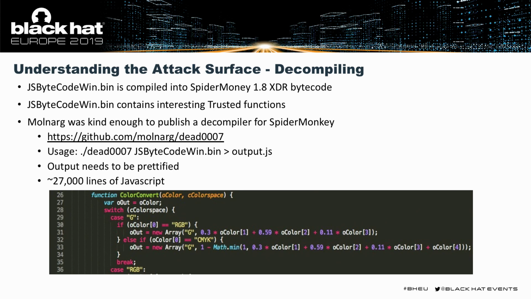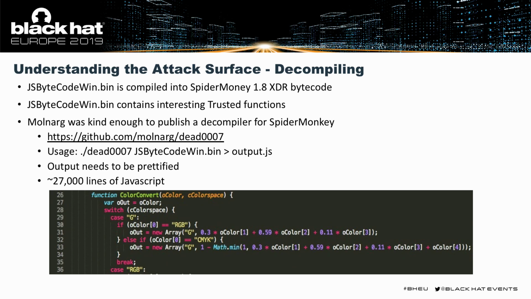Anyway, to decompile this bin file, there's a researcher called Molnar who spoke about the whole privileged and unprivileged thing back in early 2014, and he released a tool that allows us to decompile the bin file. If you run the tool, you're going to end up with a huge JavaScript file, 27,000 lines of JavaScript.